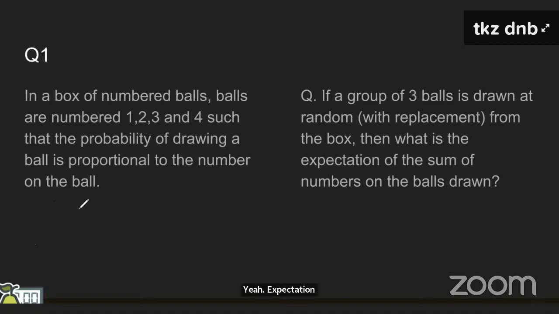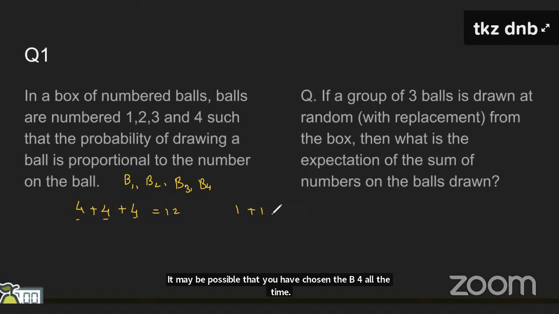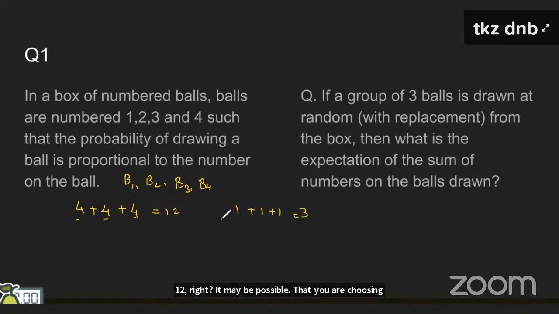Your sum can be like, let's say, 4 plus 4 plus 4, because they have said with replacement. That means it may be possible that you are choosing B4 all the time, so your sum will be 12, right? It may be possible that you are choosing 1, 1, and 1. That is 3. So what are the possibilities when you choose 3 balls like that with replacement?